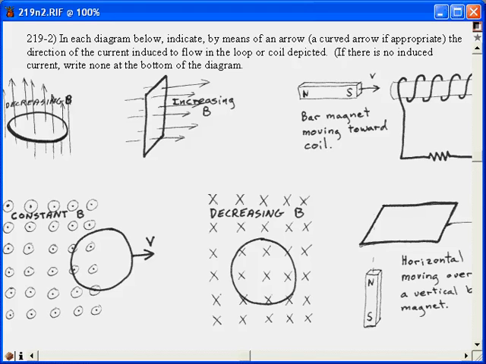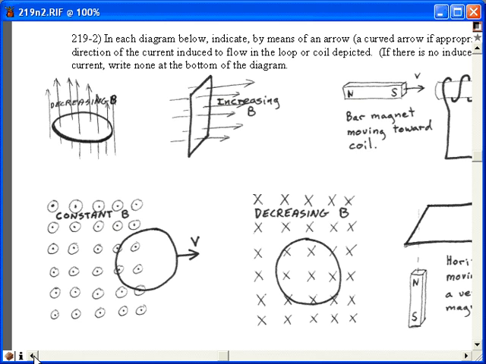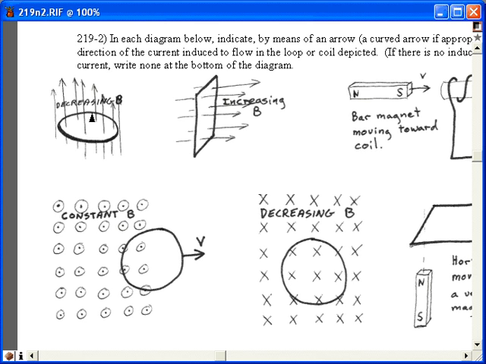Okay, check this out. 219 number 2, they want us to get the direction of the current for each of these different cases. Let's check out this first case. Okay, we got a decreasing upward directed magnetic field B through this loop here. So we've got a decreasing number of upward directed mag field lines.